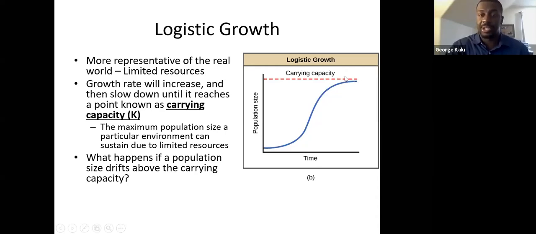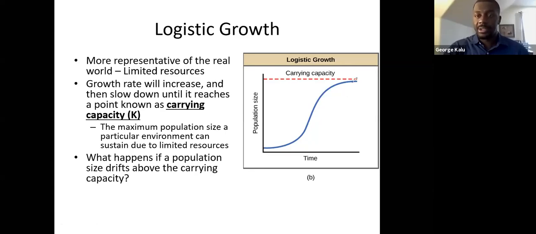Carrying capacity, also referred to as the K value. The carrying capacity is the maximum population size that habitat, or that environment, can sustain due to the resources that are limited in that particular area. So if we have limited resources here, the population is not going to be able to go beyond the carrying capacity. Now, question for you guys: what do you think will happen if our population size drifts above the carrying capacity?